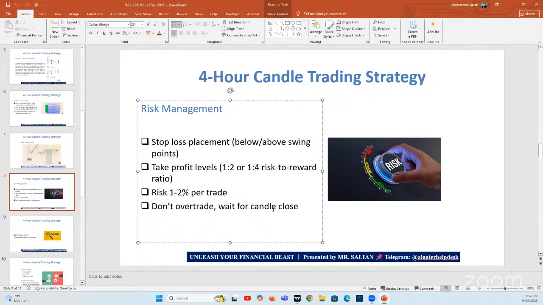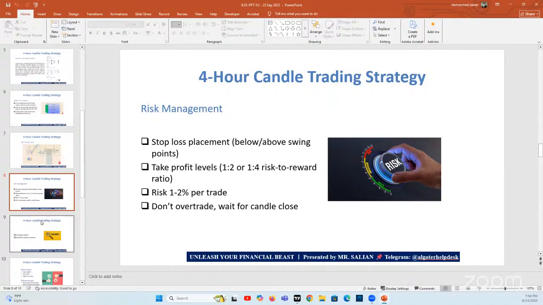Don't overtrade, wait for the candle close. Yes, this is very important. Sometimes the price is going there, but in the last 5 minutes, it will retrace and close in that area, and now you are trapped. So always get this in your mind. Wait for the candle close.